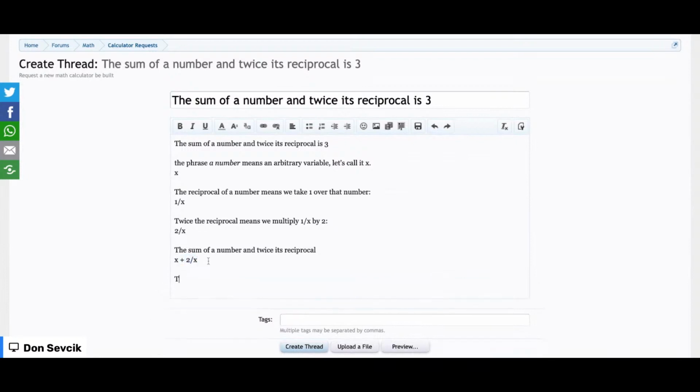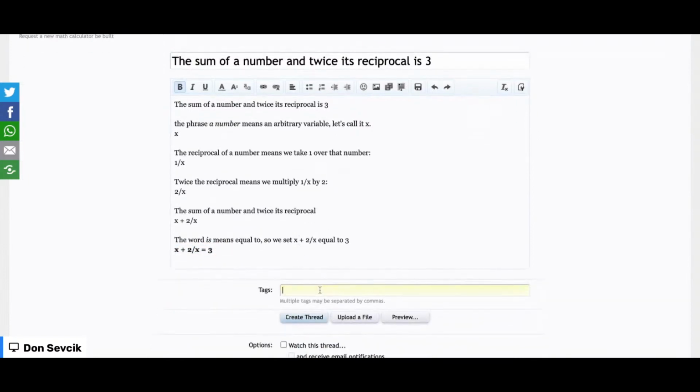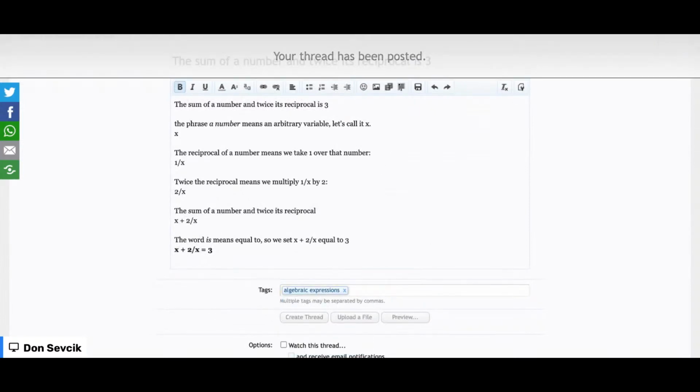All right, we are almost there. The word is means equal to. So we set this equal to 3. All right. Here is our algebraic expression. All right. Last one for the day.